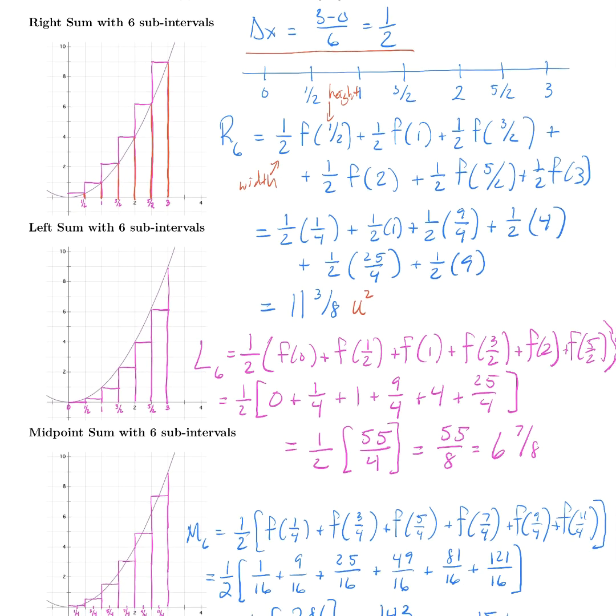So here we go. I know that each rectangle has the same width, so I factored that out to start to make my life a little bit easier. And then I know that for each of the heights, I need the output of the function at 0, 1/2, 1, 3/2, 2, and 5/2. And so I square each of those things to get the respective heights of my rectangles. I get 0, 1/4, 1, 9/4, 4, and 25/4, and I should get 6 and 7/8 square units.